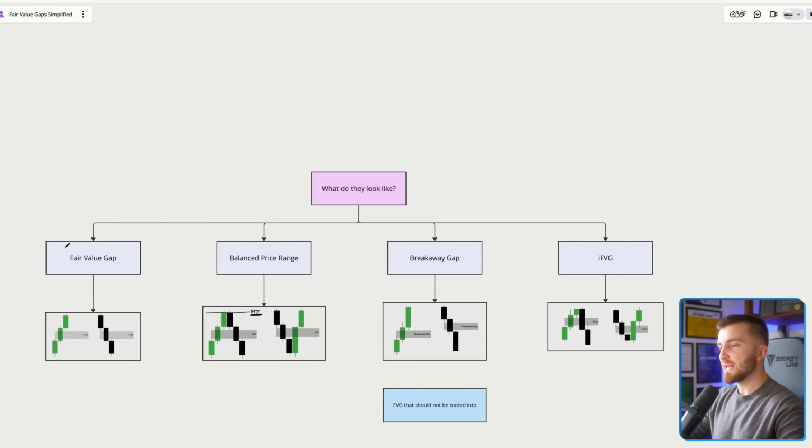So the 4 most important fair value gaps are going to be the normal fair value gap. We will see this a lot. We have the balanced price range, which is a reversal fair value gap, which is going to be incredibly important at higher time frame levels.